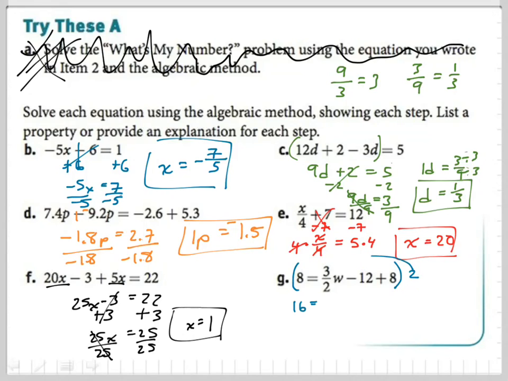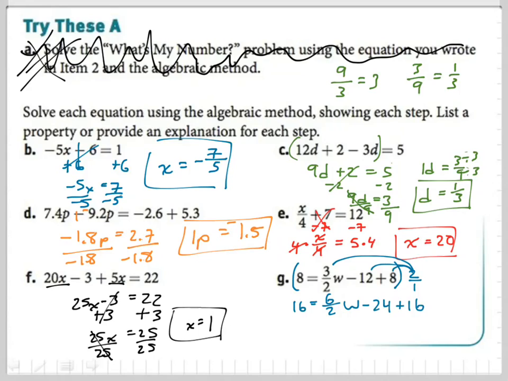This is the cool one. 3 over 2 times 2 is the same as taking the 2 over 1 and multiplying it by 3 over 2. When you multiply fractions, if you remember right, you multiply the top numbers together and then you multiply the bottom numbers together. So we get 6 over 2 W, and then we go 2 times the 12, which would be negative 24, and then 2 times 8, which is 16.